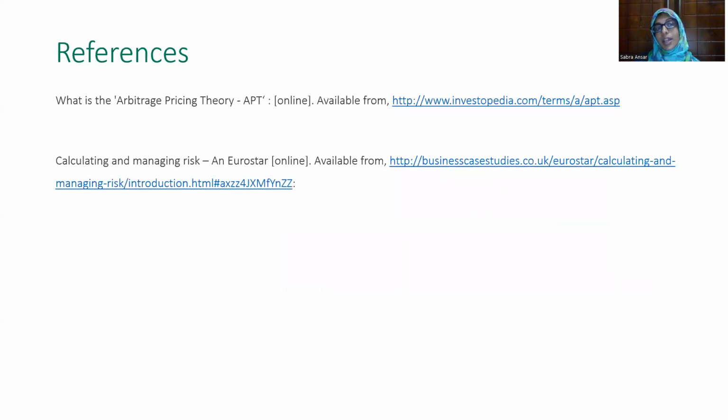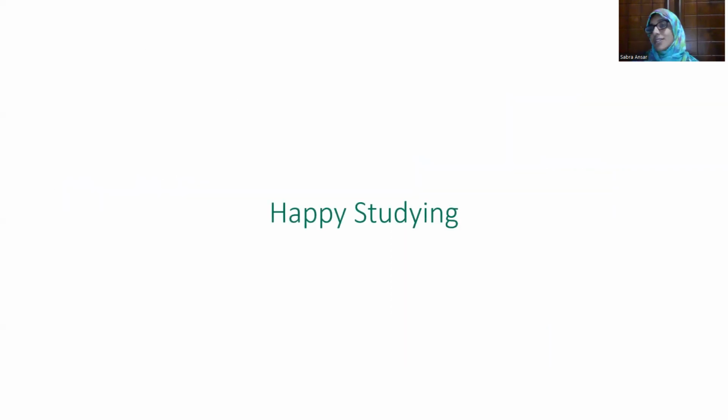And thereafter, things like arbitrage pricing theory, what does that mean, and how to calculate or even managing risk are included here. It's not necessary for you to go through these references. However, I hope that you try to learn by reading books related to this, and try to understand what is exactly expected from all of you. And as you can see, this is the last slide. So yes, I just hope all of you have a happy studying.